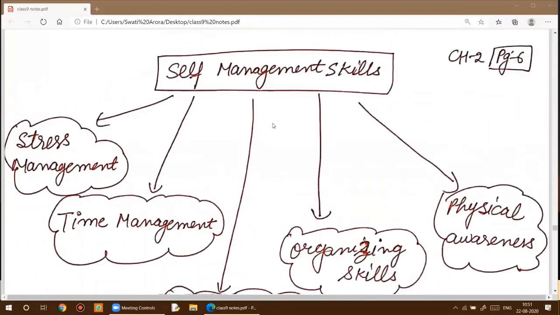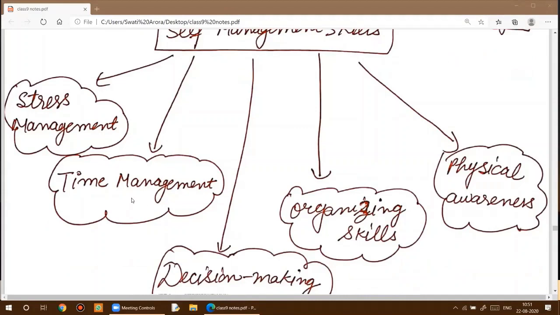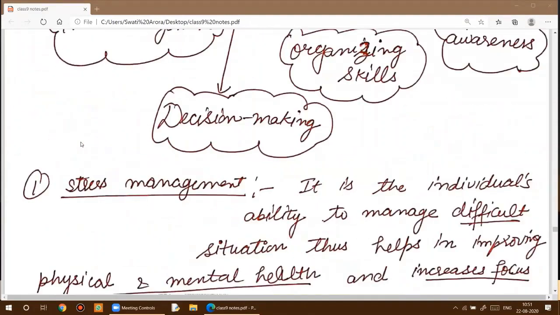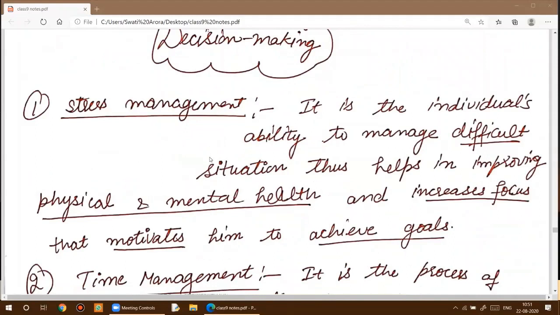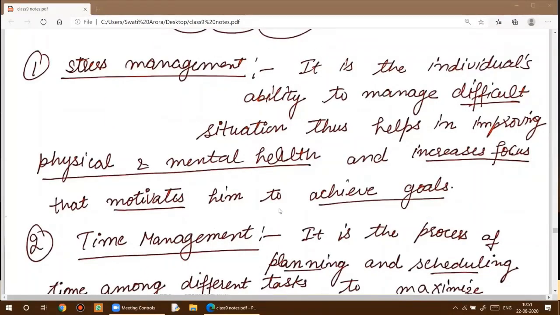Now next, self-management skills. What are the self-management skills that can help you attain your targets? First is stress management. If you learn these self-management skills, then life will be easier. If you learn stress management, then definitely you will be able to maintain a balance between your physical and mental health. See, we just focus on what we are eating so that we may have good health, but we ignore our mental health. What we are thinking is also important. What we are eating is important and what we are thinking is also important.